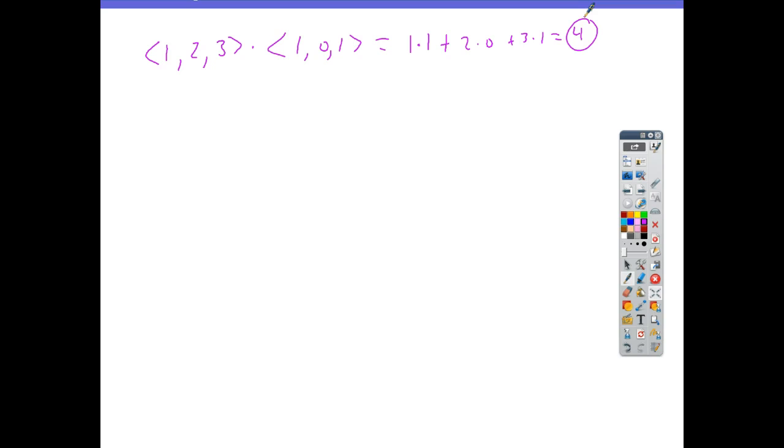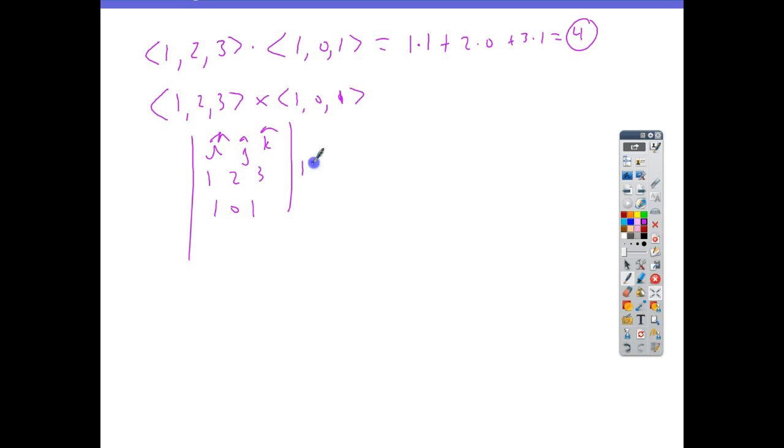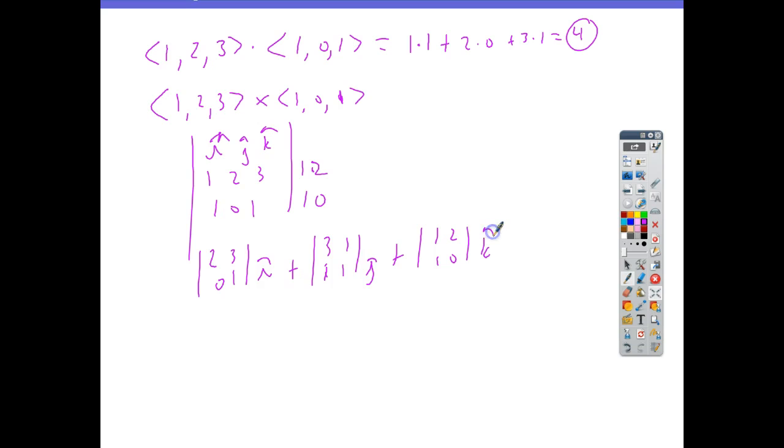If I were to try to do a cross product, (1, 2, 3) cross (1, 0, 1), I would set up i, j, k, 1, 2, 3, 1, 0, 1. You then just write the first two rows again. And then I go like this: 2 times 1 i hat plus 3 times 1 j hat plus 1 times 0 k hat.